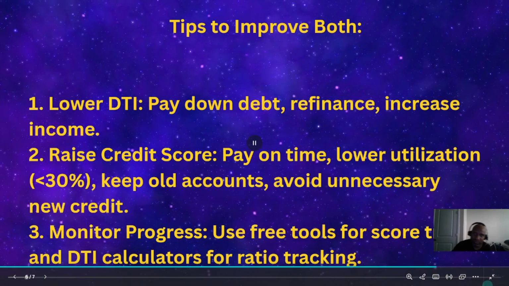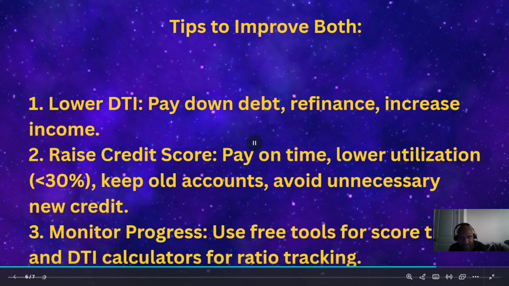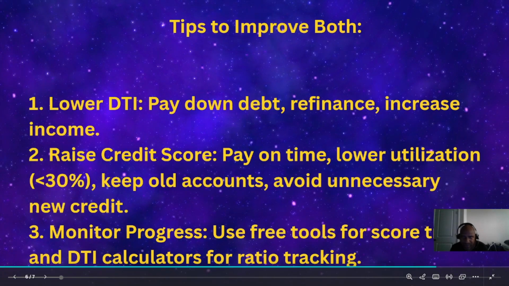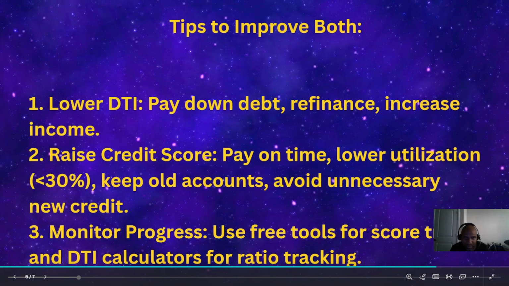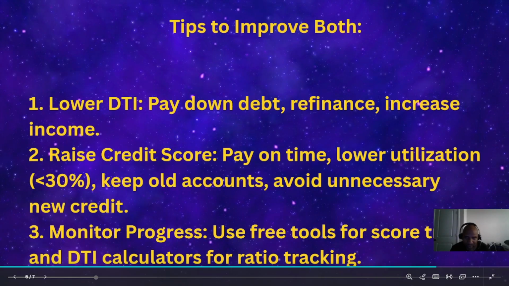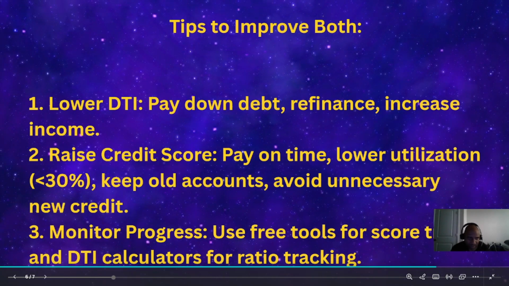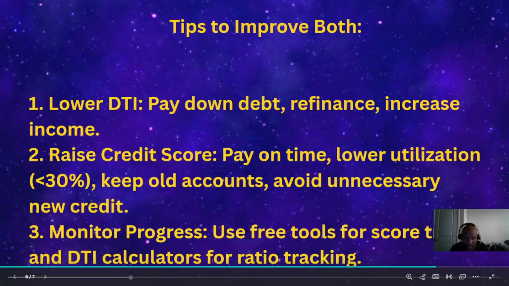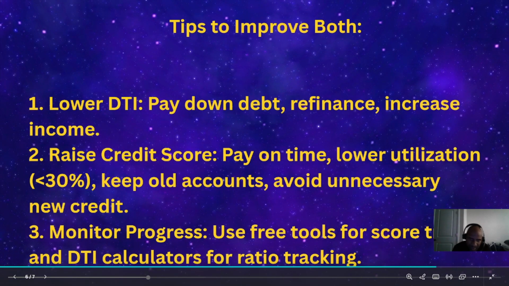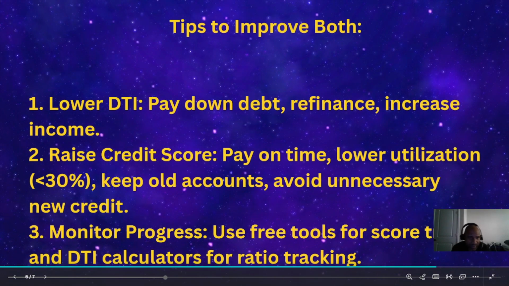Tips to improve both. Lower DTI: pay down debt, refinance, increase income. Raise credit score: pay on time, lower utilization. You want to be under 30%. Keep old accounts, avoid unnecessary new credit.